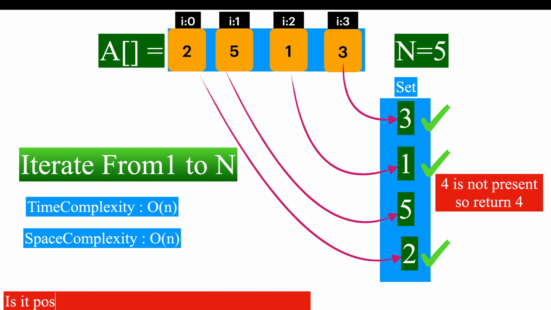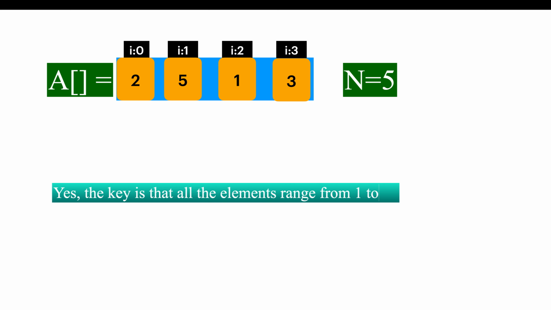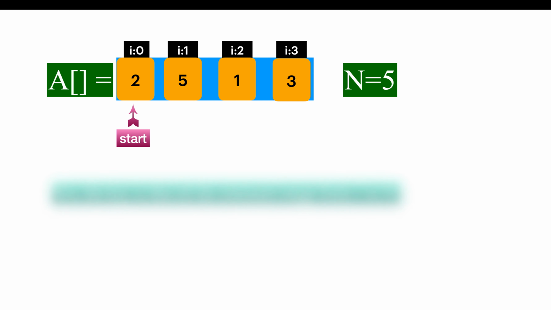So is it possible to improve the space complexity? Yes. The key is that all the elements are ranged from 1 to n. So it means we can map the element with index. So let's see how we can do that. We can map element 1 with index 0, element 2 with index 1, because all the elements are ranged from 1 to n.